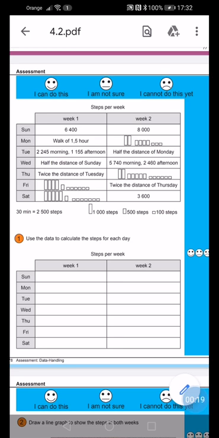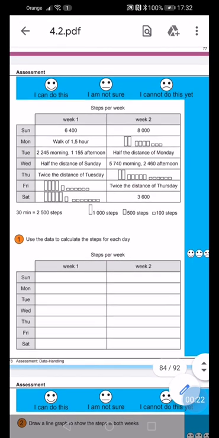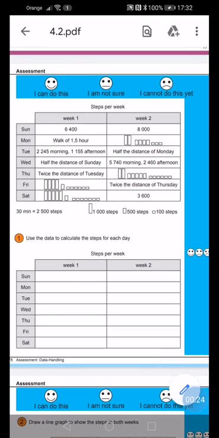So if you find it easy, you colour in that I can do this. If you find it difficult, I cannot do this yet. And if it was kind of okay, but you're not sure if you got it right, you can colour in the middle face, okay? Now, usually in the class, we would do this with no help, okay?